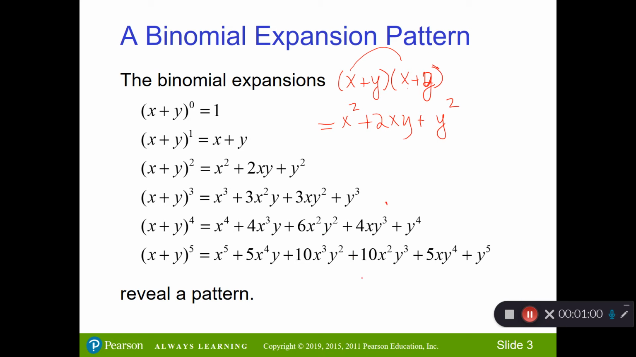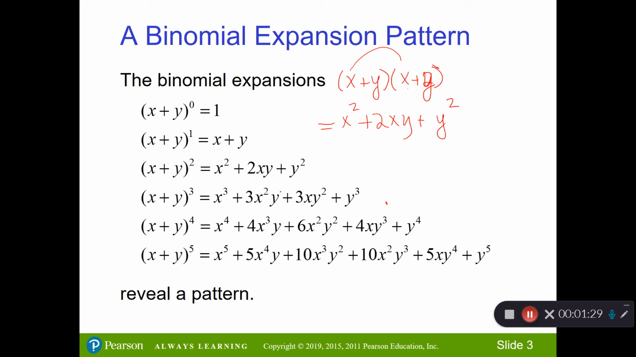Now notice that this is x to the 0th, x to the first, x squared, x cubed, x to the fourth, x to the fifth. This is y to the 0th, y to the first, y squared, y cubed, y to the fourth, y to the fifth. In the middle, I have x to the first, y to the first. X to the first and y to the first has a degree of 2. Every term here has a degree of 2.